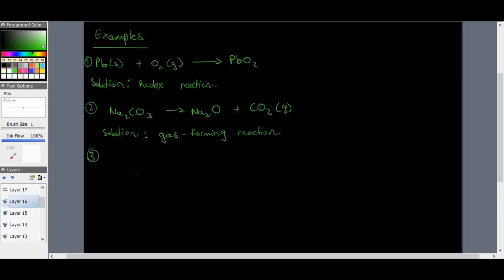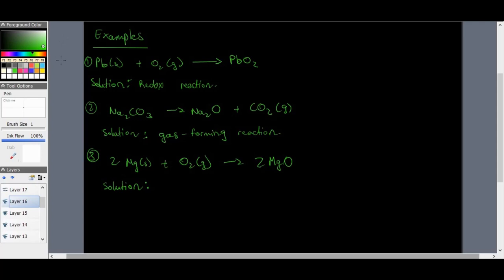We've got 2Mg as a solid reacting with oxygen gas, O2 gas. Okay, similar to up top here. And we get 2MgO. All right, we get 2MgO. Okay, so I would like you all to also tell me what type of reaction this is. Is it gas forming, precipitation, acid base, or is it redox?